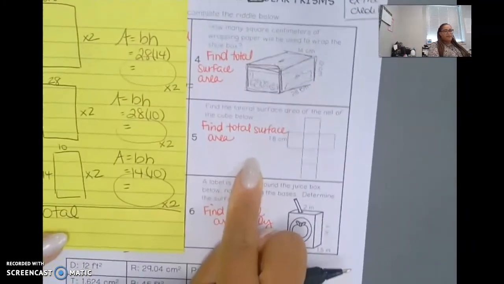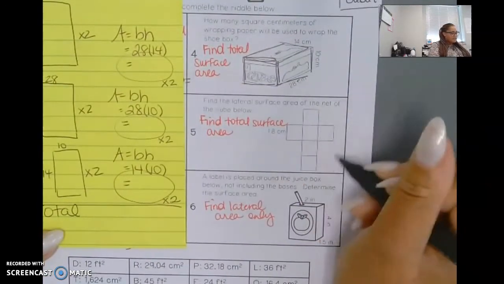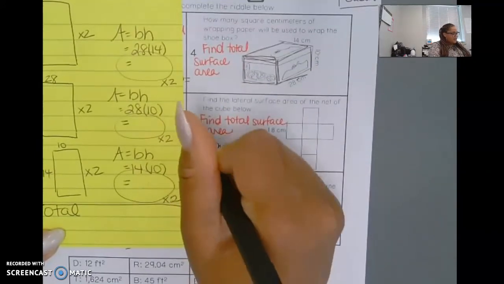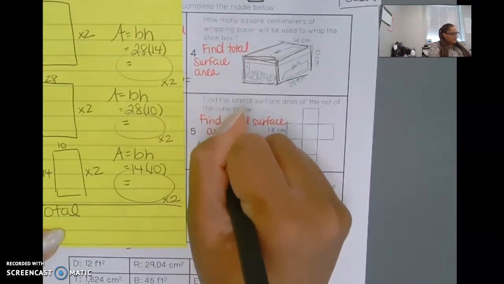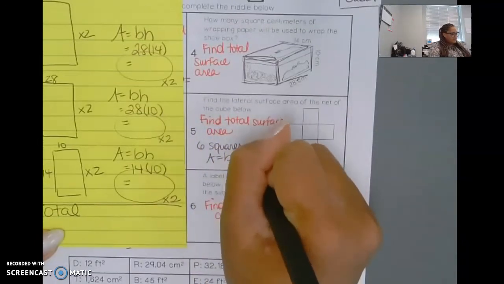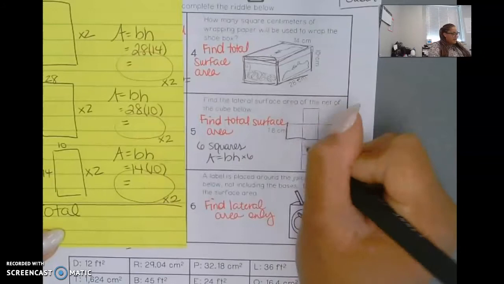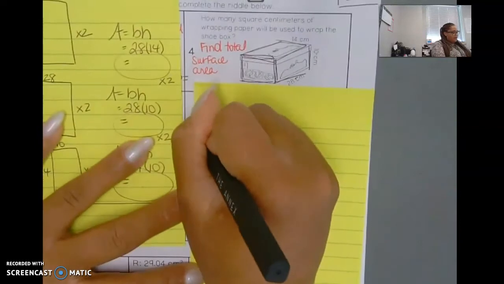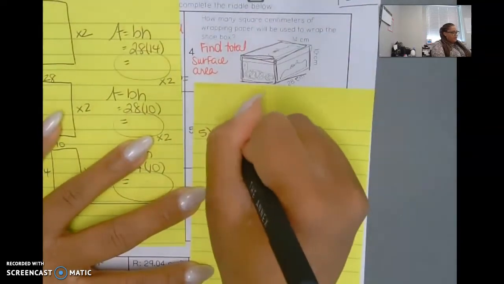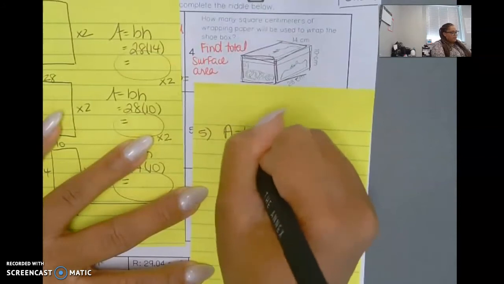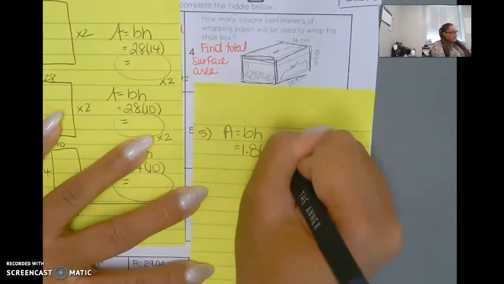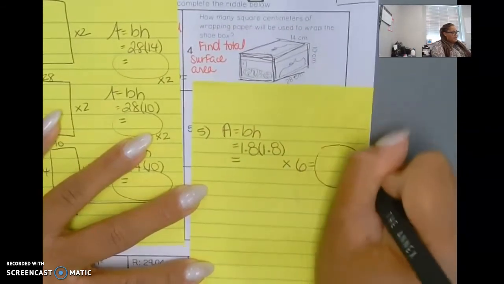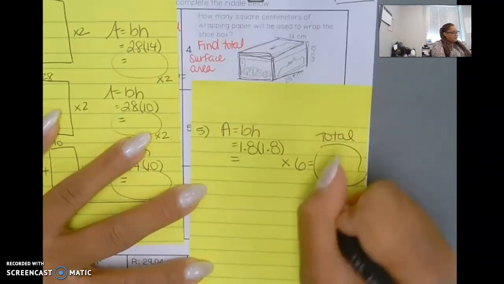All right, number 5. Find the total surface area. I want all 6 of these squares. 6 squares means I need area equals base times height times 6. The base and the height is 1.8. So again, for number 5, area equals base times height, 1.8 times 1.8. Get an answer, then multiply by 6. Then that will be my total surface area.